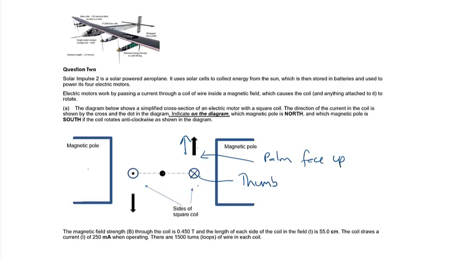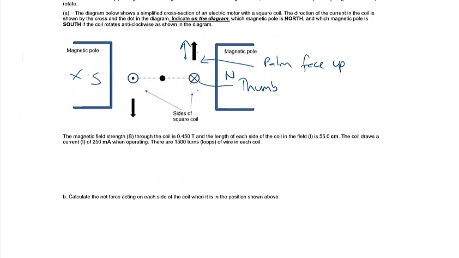And that means that you'll find that your fingers should be pointing to this side over here, to the left. That means it's going to be north on that side, south on that side. Now that's one of those things you just have to make sure you practice with the hand to make sure you get that right.